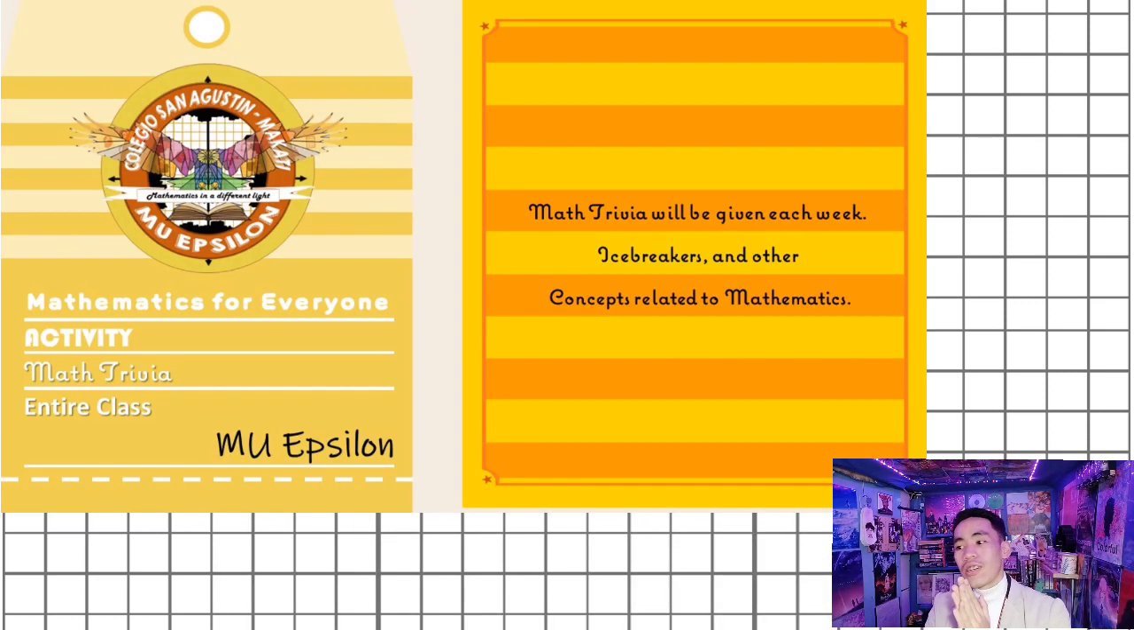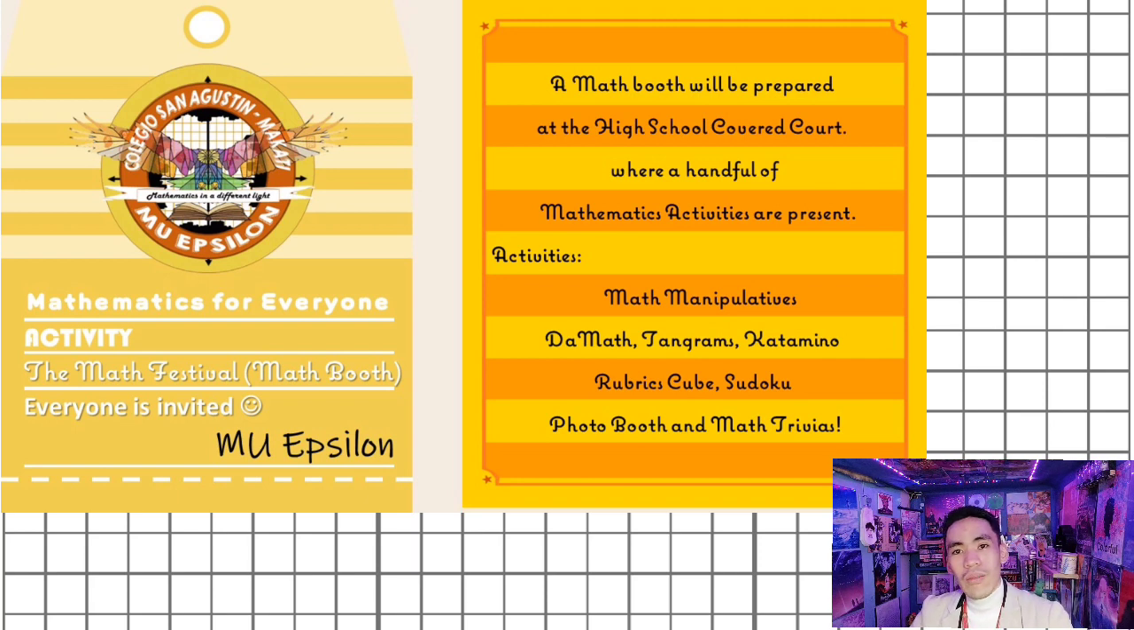Now that the tutorial is done for Kakuro puzzles, let's go to what the MU Epsilon will offer for this entire celebration. There will be a math trivia given each week, icebreakers, and other concepts related to math, courtesy of MU Epsilon, provided to the class. As an icebreaker, something to ponder, and some lesser-known facts about mathematics and related concepts. And lastly, we would like to invite you to be part of the Math Festival.